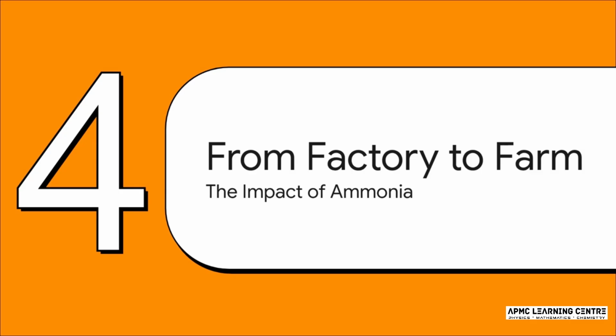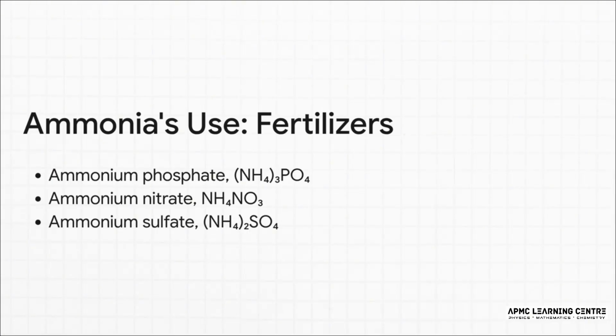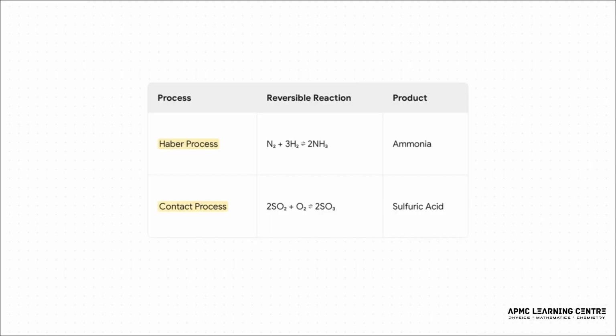So now we've successfully made all this liquid ammonia. Let's look at where it goes and why it's just so important. The vast majority of the ammonia made in these plants has one destination: farms. It's the key ingredient for nitrogen-based fertilizers, like the ones you see here. These compounds give crops the nitrogen boost they need to grow big and healthy, which, you guessed it, feeds the world.